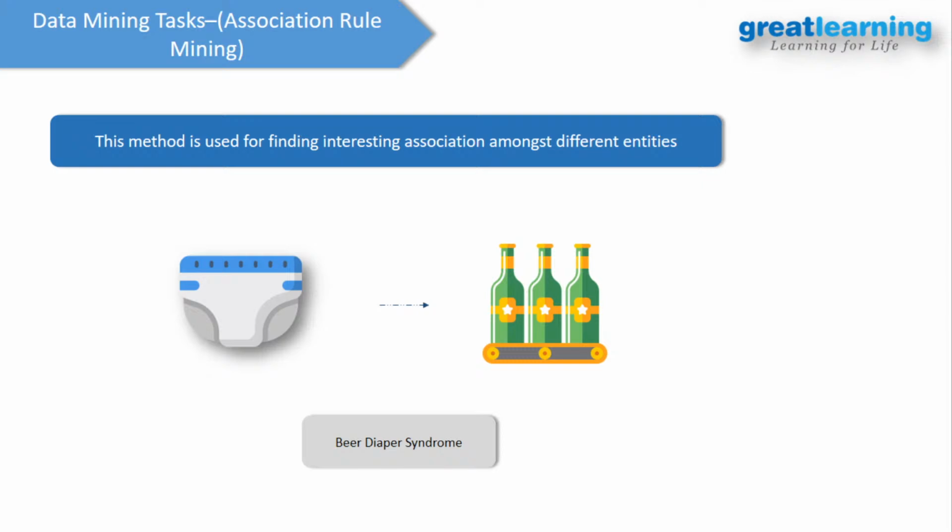So after finding this out, what Walmart did is they decided to stack diapers next to beer bottles, and somehow the sales of diapers also increased and the sales of beer cans also increased. So this is what most of the stores or supermarkets use for cross-selling or upselling items.